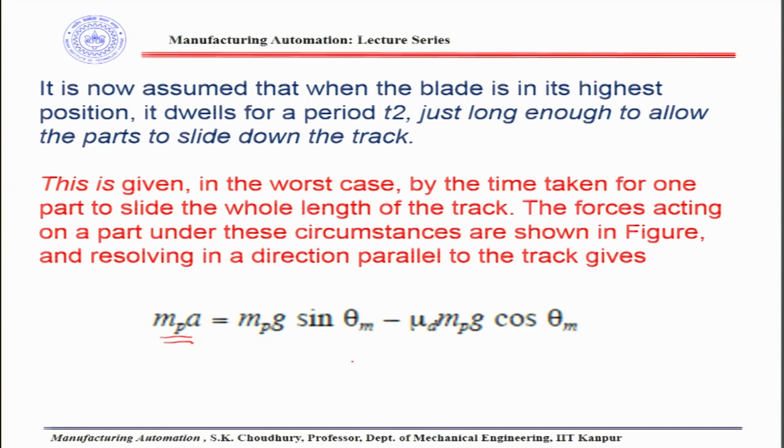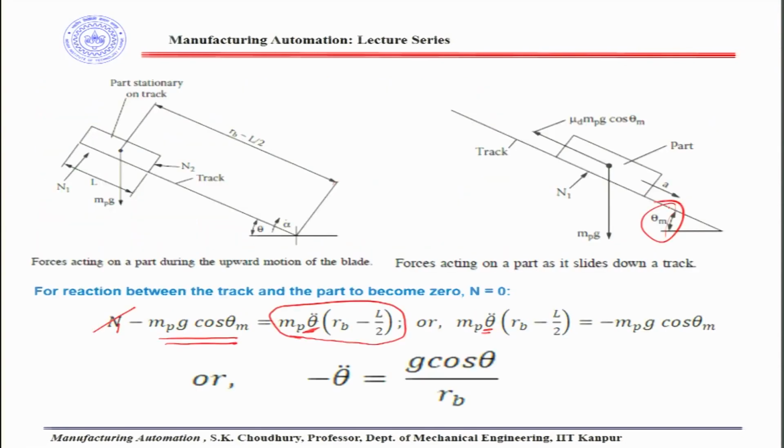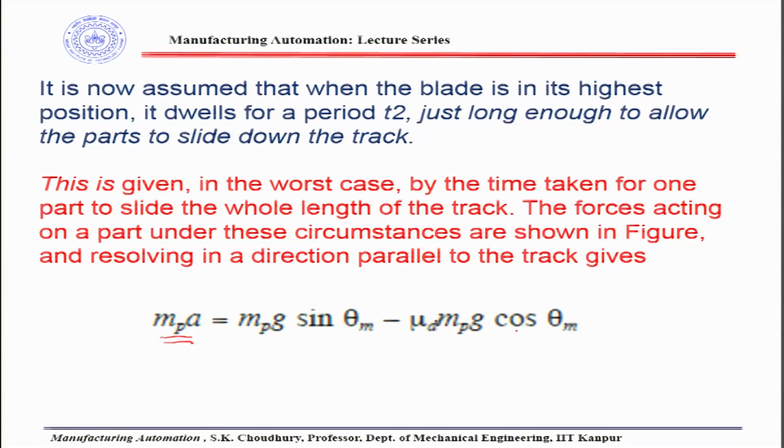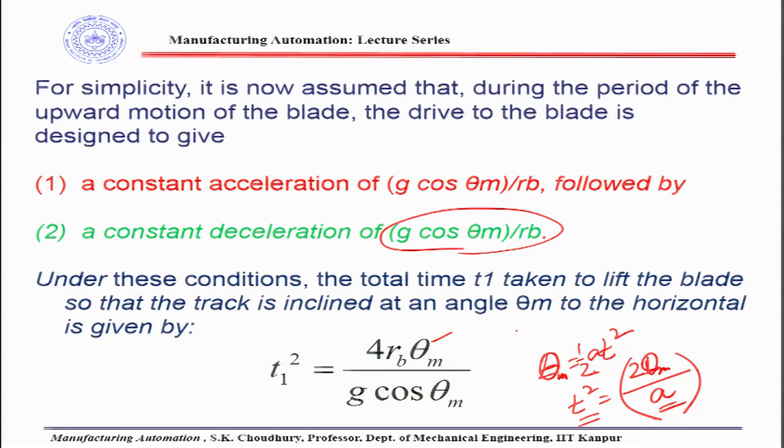So, this will be the equation when the part is going down. That means this is the friction force, and in this direction this will be the force mpg sin theta m. These two differences will be equal to mp into the acceleration, that a here. Okay, where this a is the linear acceleration, as we said, of the part down the track, and mu d is the coefficient of dynamic friction between the part and the track. So, the minimum dwell period T2 can be found from here, like the T1 we have said.